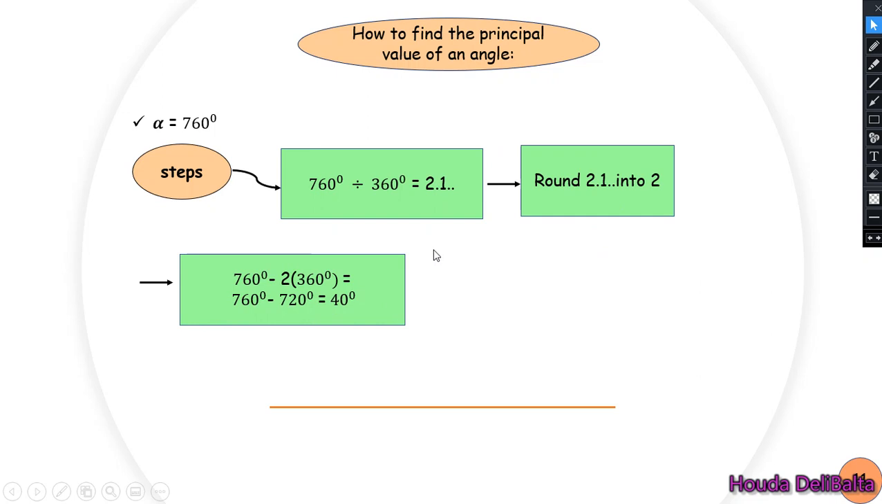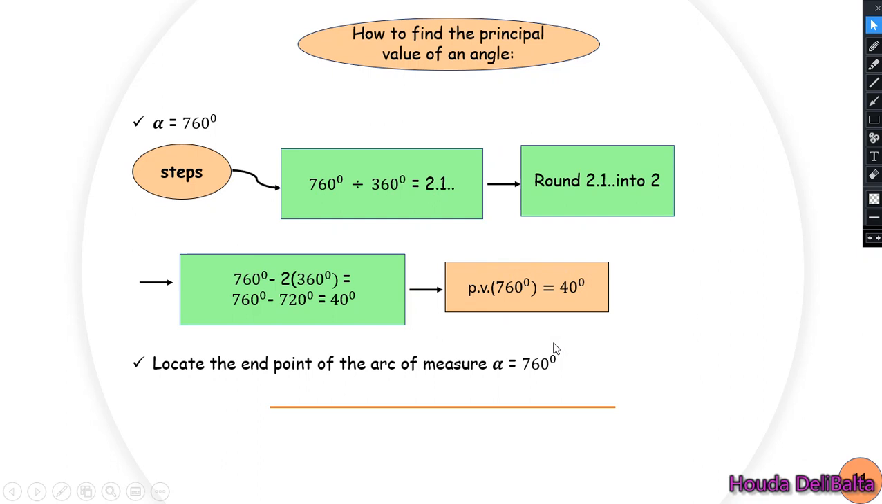And then when multiplying 2 by 360, we'll get an answer that's less than the given value, because we moved from 2.1 to 2 after rounding. The value is less. So definitely we are going to get a positive value. So 760 minus 2 times 360 will give 40 degrees. And this is what we call the principal value of 760.